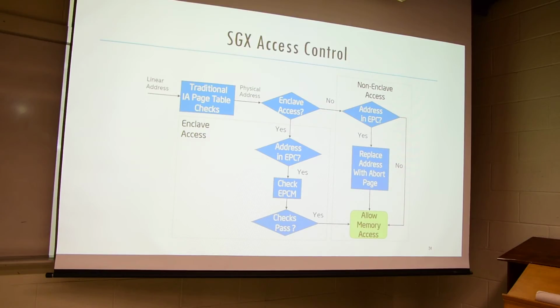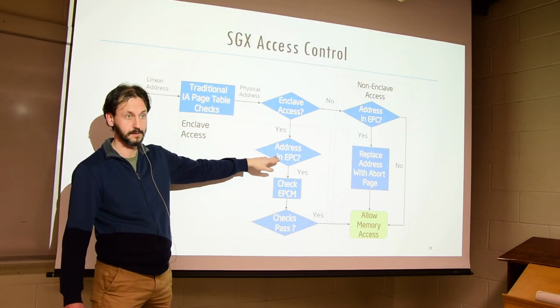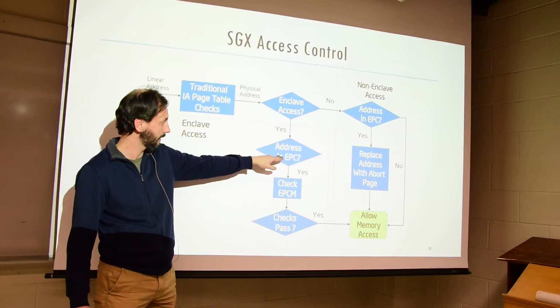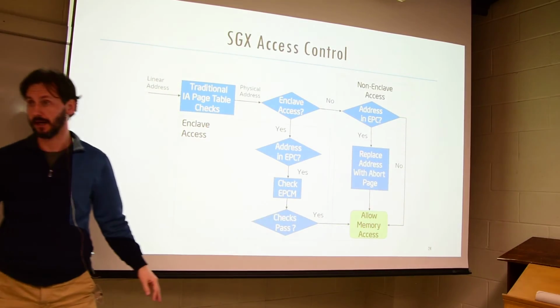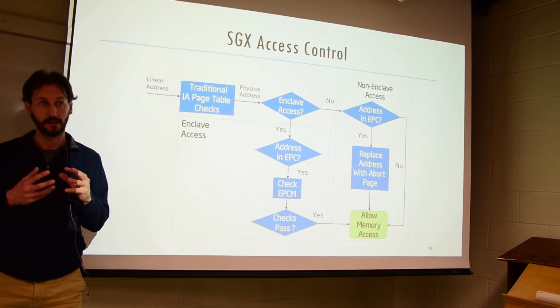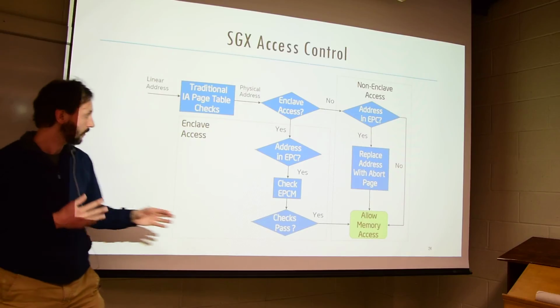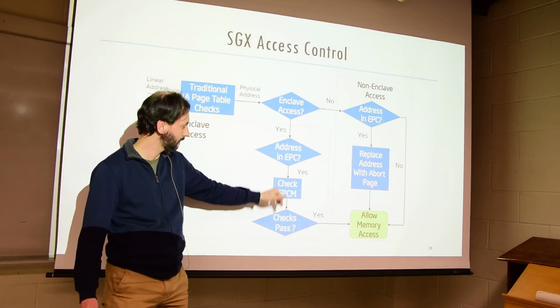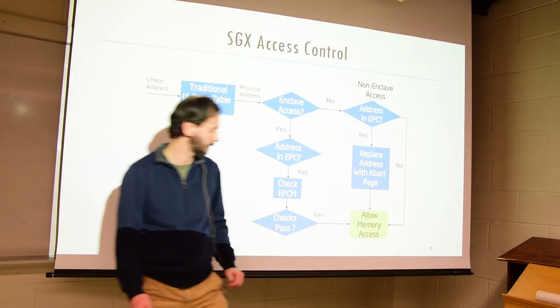Why? For example, you need to verify that the same enclave that created that particular physical memory stored at that address is now also accessing it, right? It could be another enclave that tries to access this particular enclave's memory. That's not good. So you have a bunch of checks. We'll go through the details later on. So if that passes, then you're happy, you allow memory access.